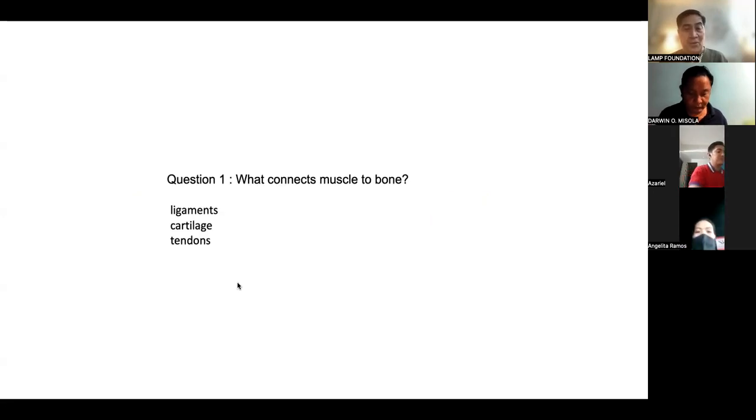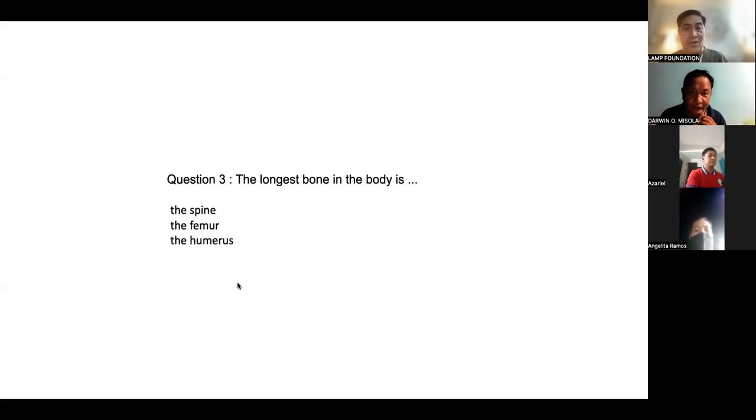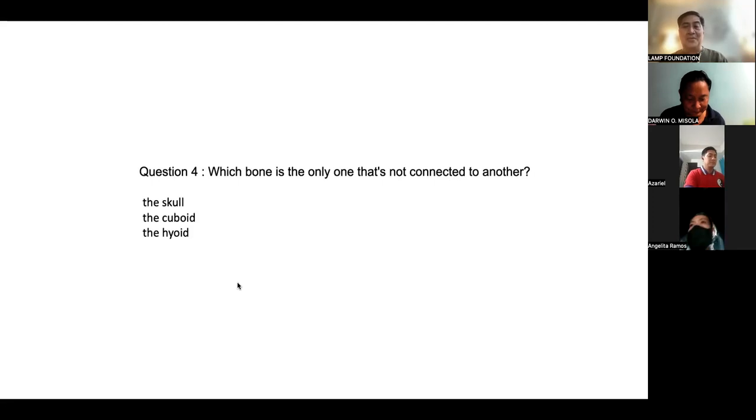What connects muscle to bone? Tendons. How many bones are there in the hand and wrist? 27. The longest bone in the body? The humerus. No. Sigurado? Compare mo yung femur mo sa humerus. Mas mahaba. What's your answer? Femur. One mistake.